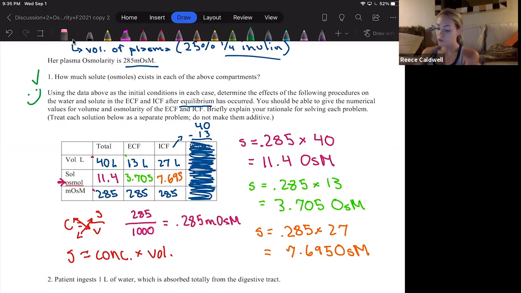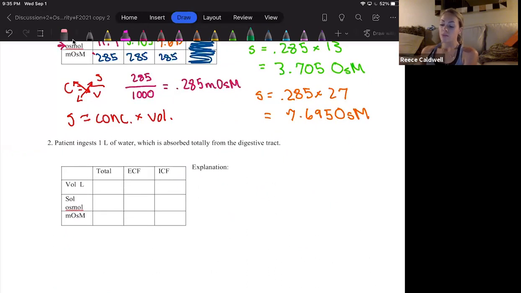Yay. So let's move on to number 2. Our patient has now ingested 1 liter of water. Water has no solute in it, so we're not going to see any changes in our solute concentration, but we will see a change in our total volume. This change is really easy to solve for. All we're going to do is take our original 40 liters and add that 1 liter of water we just consumed. So we'll have 41 liters of total body water.